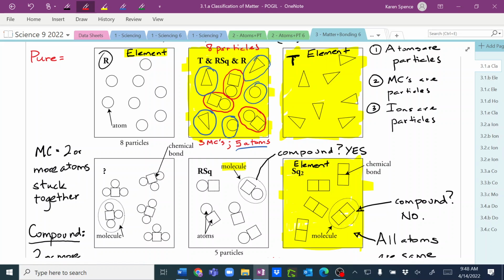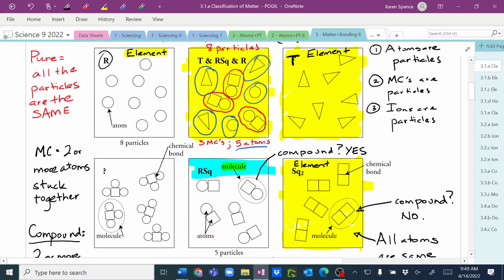RSQ is pure. Pure means all the particles, thank you very much, are the same. So if we look at RSQ, that's the one down here, one I'm coloring in blue right now. Are all the particles the same?